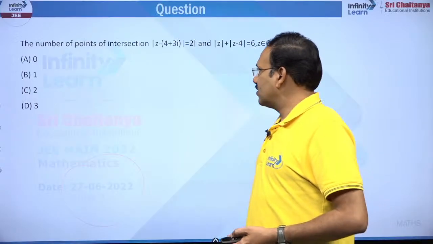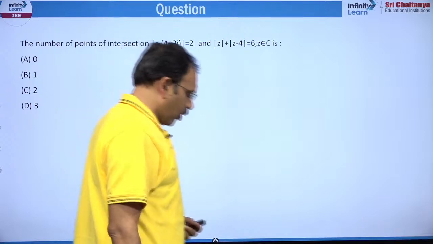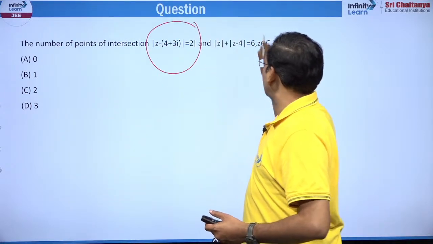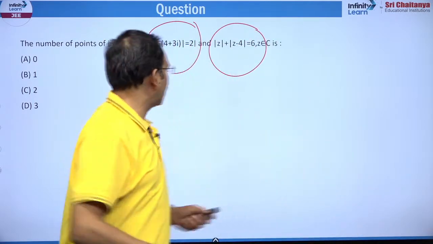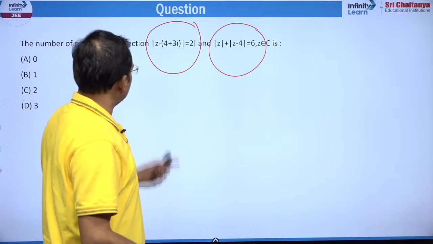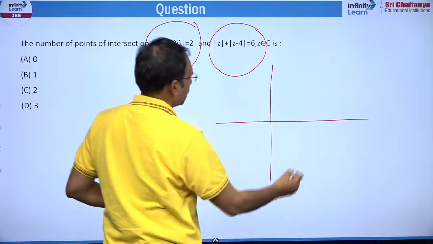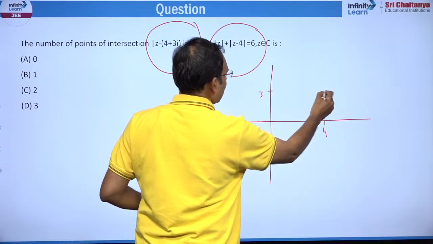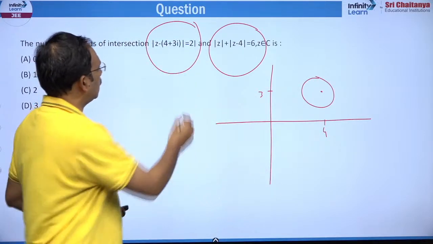You see, dear student, this question is a simple question. You see the number of points of intersection of the first curve and the second curve. It is very clear that the first represents a circle with center 4 comma 3 and radius 2. Just take the x axis and y axis, suppose this is 4, this is 3, 4 comma 3 is the center and the radius is going to be 2.